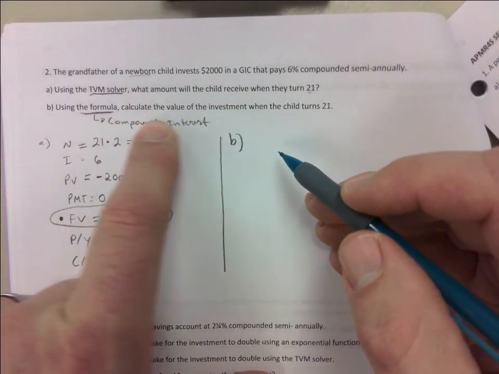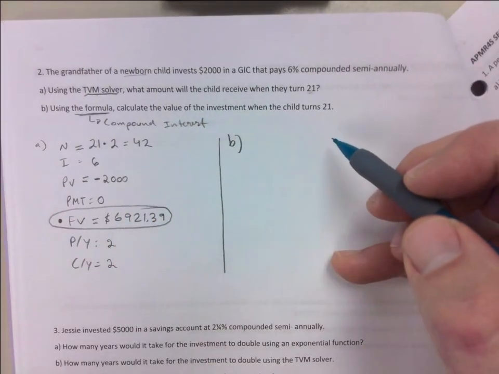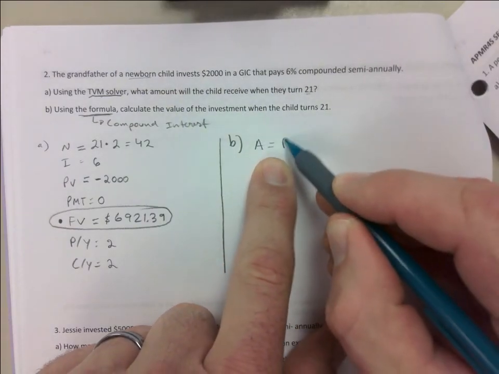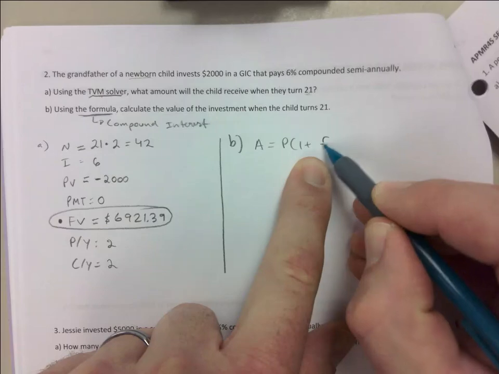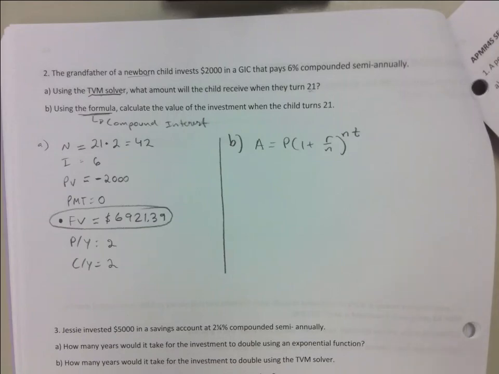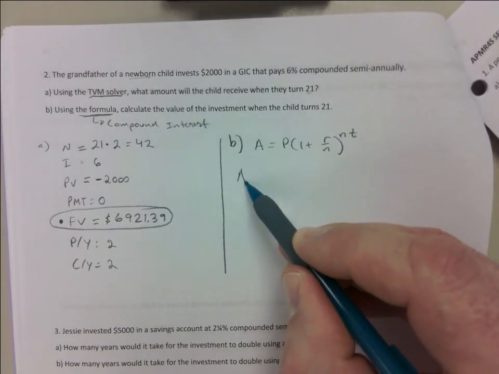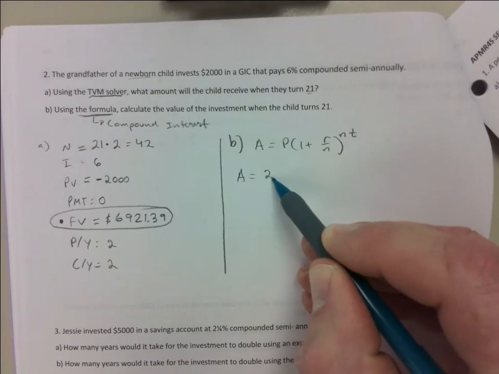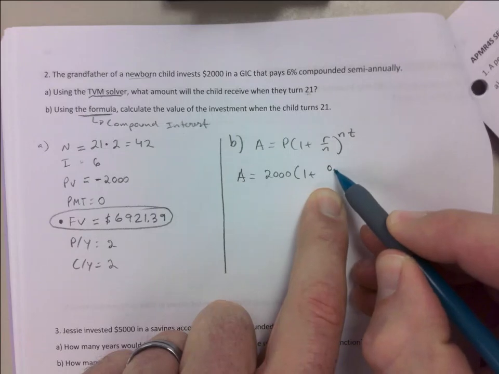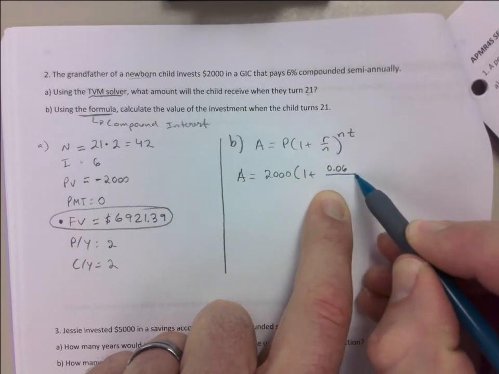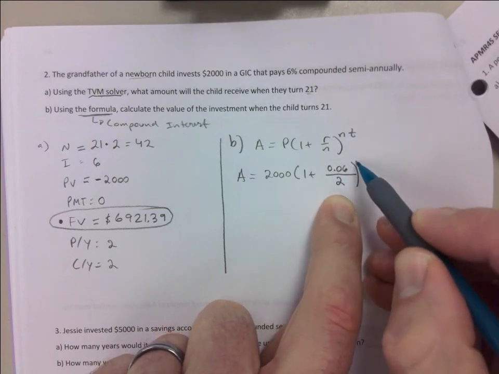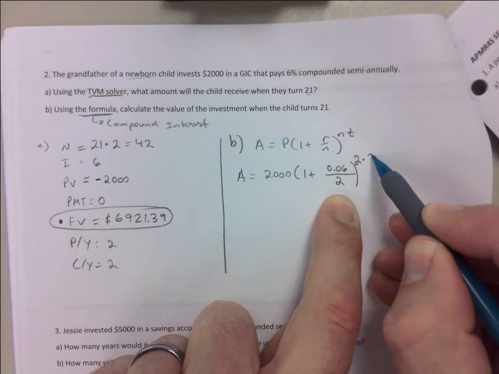Using the formula, calculate the value of the investment when the child turns 21. Compound interest formula, I mean. Okay? That's the one here. It's just so you see that they're doing the same thing. Principal is 2,000. 1 plus 6%. Here you have to turn it into a decimal. And n is 2, so we divide by 2. And then it's 2 times 21.